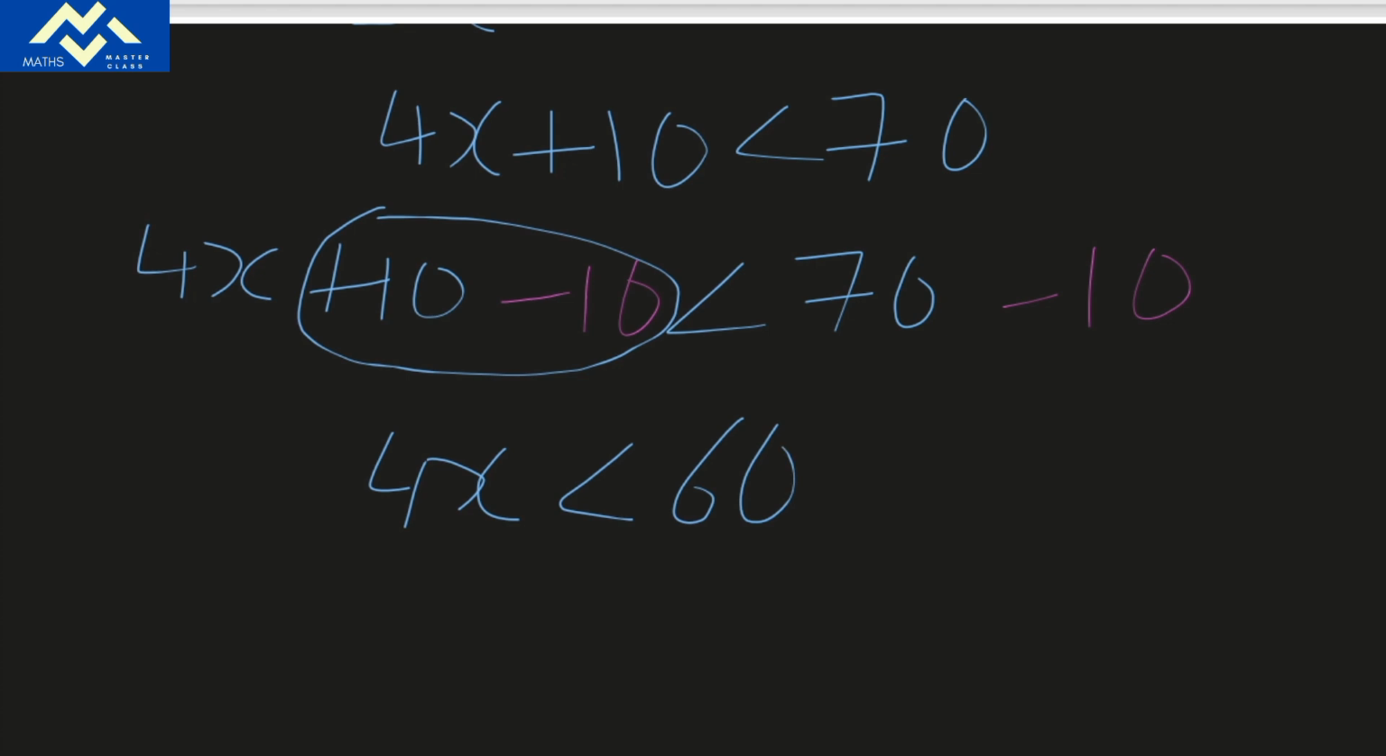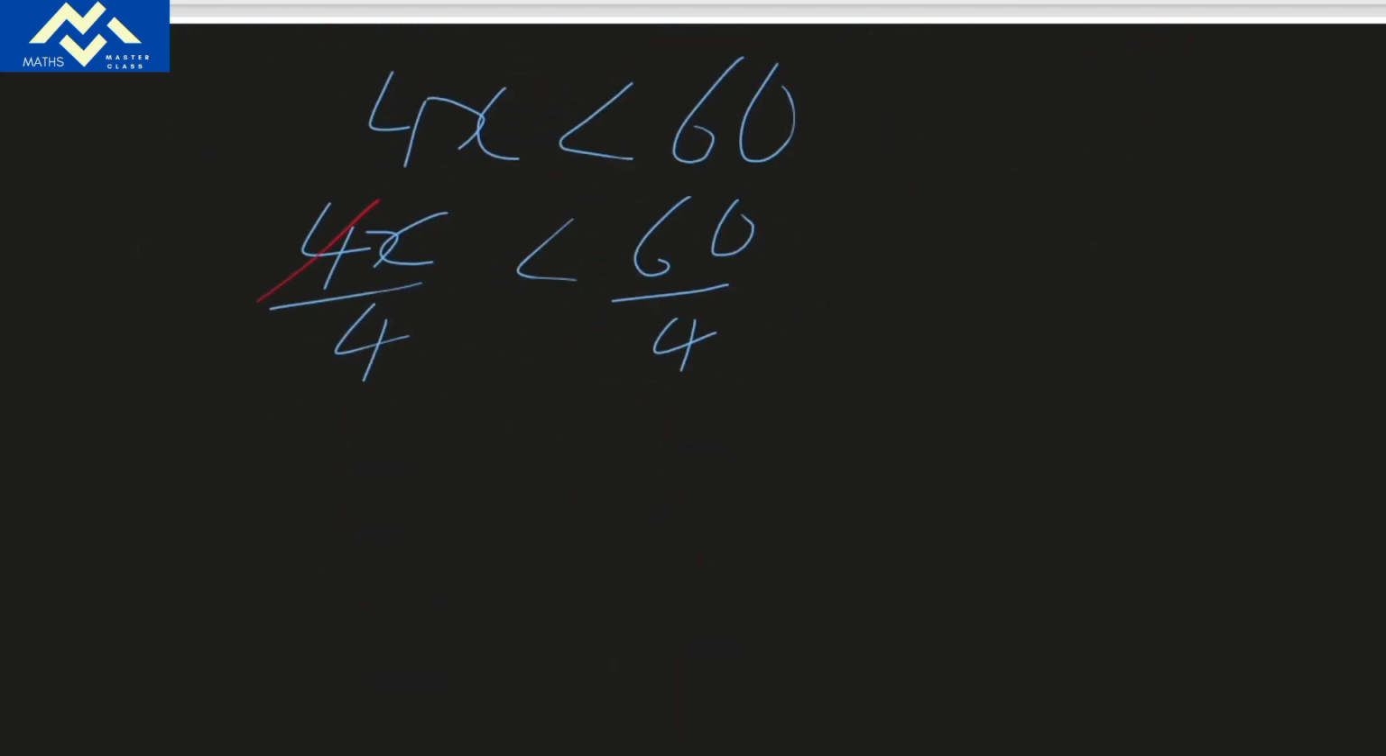Now, we need to get rid of the 4 attached to x. So we divide both sides by 4. The 4 will cancel out, and we're left with just x. And 60 divided by 4 is 15. So we have x < 15. This means the width of the garden must be less than 15 meters.